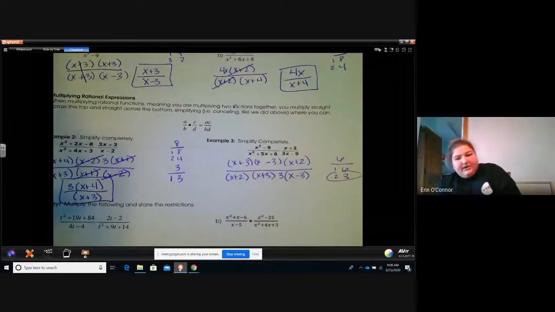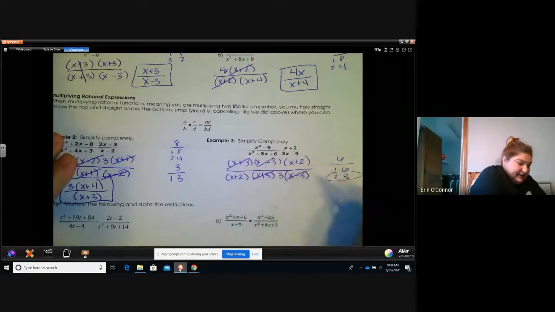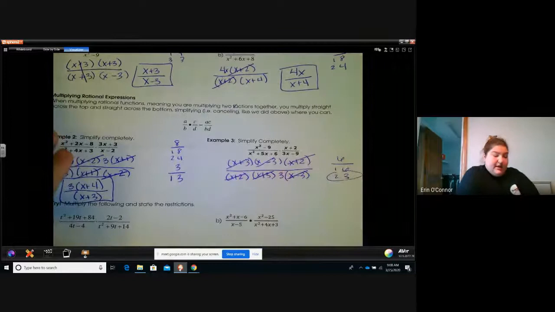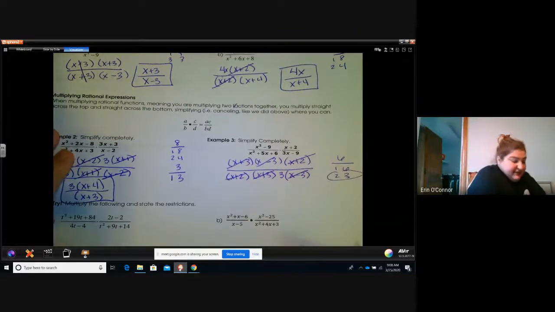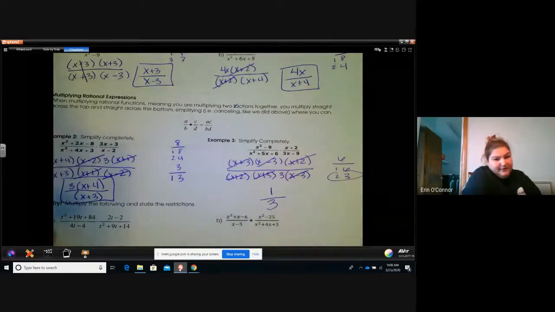So now we're going to cancel out anything that's alike in the top and the bottom. So x plus 3, x minus 3, x plus 2. And so since there's nothing left in the top, it's 1, and the only thing left in the bottom is 3.